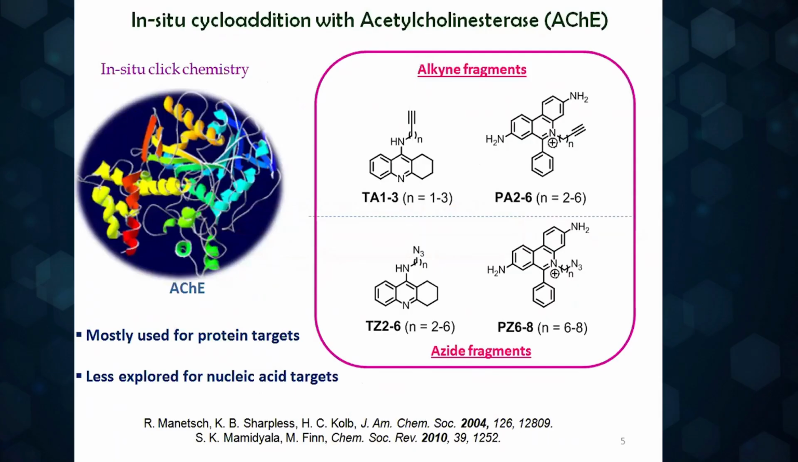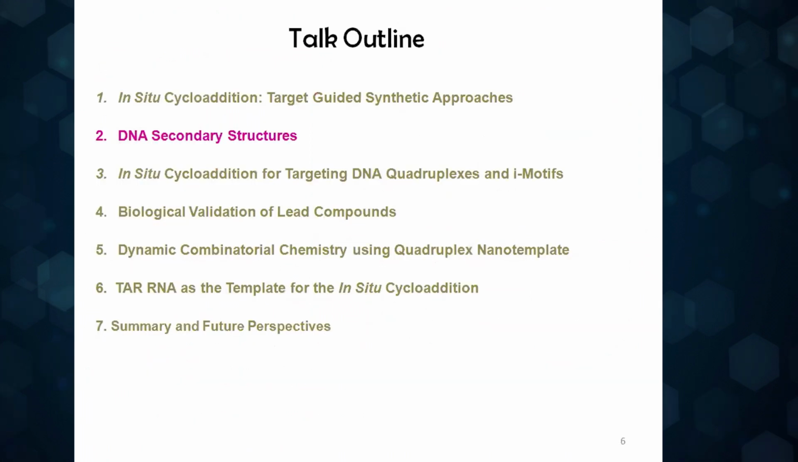The enzyme acetylcholinesterase was used as the first target to assemble its own inhibitors from a series of alkyne and azide fragments. However, mostly this method has been used for protein targets, and it has been less explored for nucleic acid targets. So I would like to talk about the application of the in situ cycloaddition strategy for targeting DNA secondary structures like DNA quadruplexes and i-motifs.